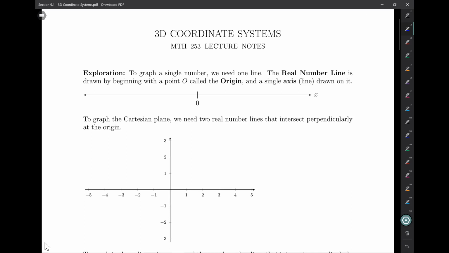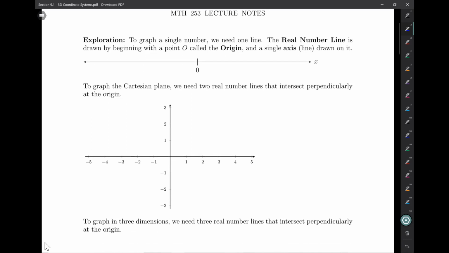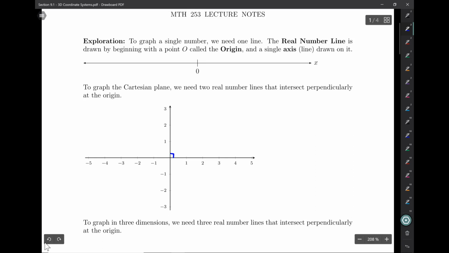Taking that to the next dimension, so to say, we can take two real number lines that intersect perpendicularly. Remember, that means they meet at a 90-degree angle at the origin. The origin is where the two perpendicular lines intersect one another. Most often we have an x-coordinate and a y-coordinate. The x-coordinate is generally our input axis, our horizontal axis, and the y-coordinate is generally our vertical axis, our output axis.